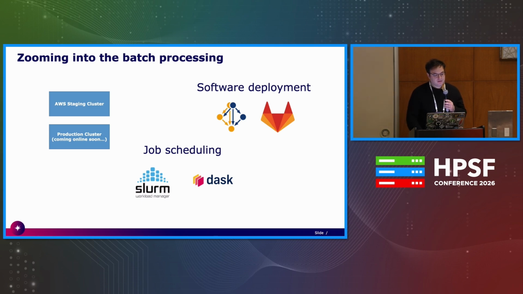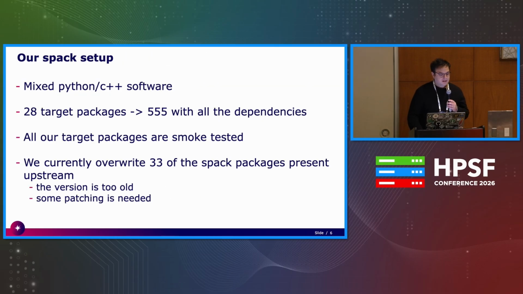And we use it as job scheduling, Slurm and Dask. So our Spack setup is basically we have Python and C++ software built through CMake most of the time, luckily. And then we have packages for Spack for these recipes. And then we have 28 target packages that become 555 when we concretize everything. And all our target packages are smoke tested.